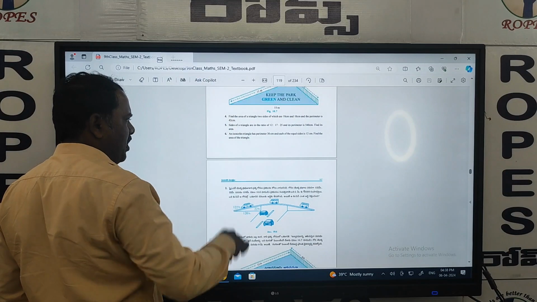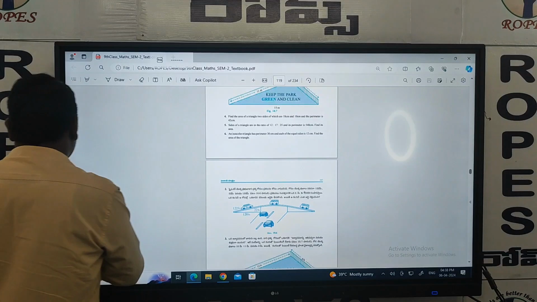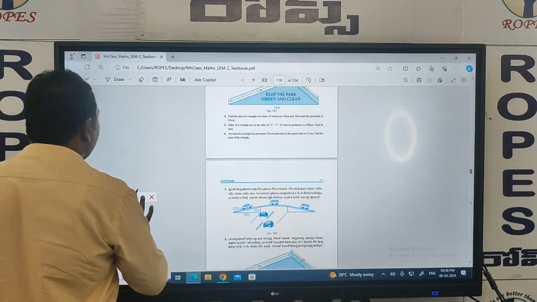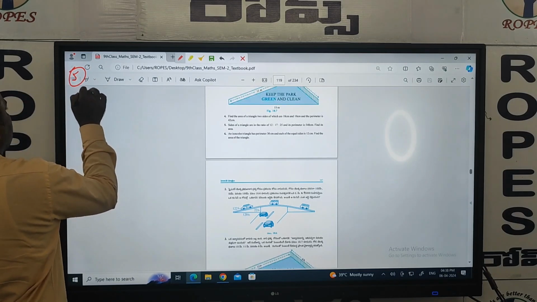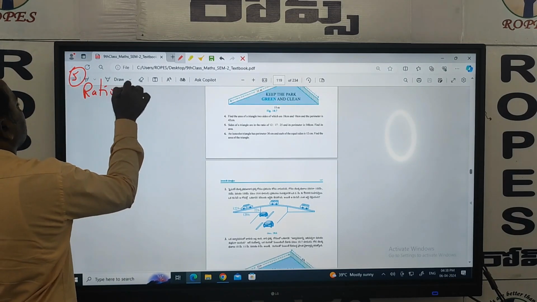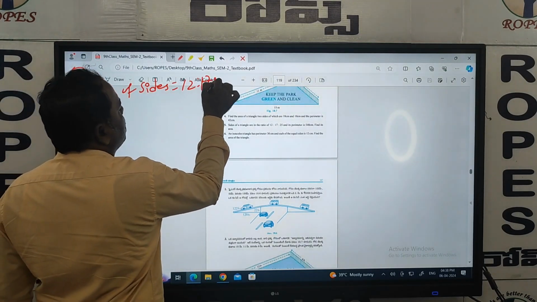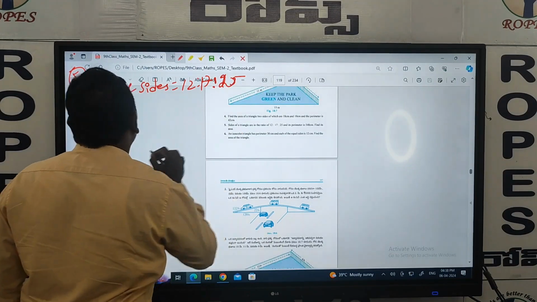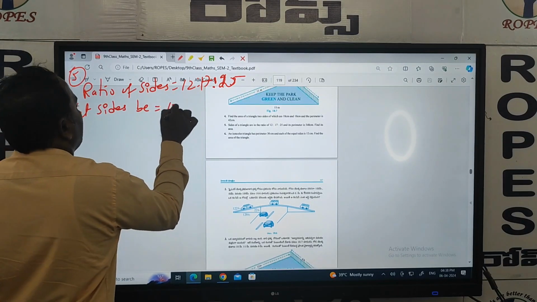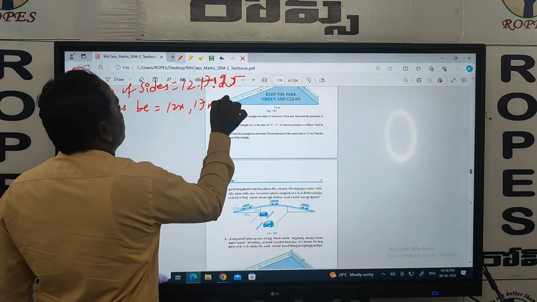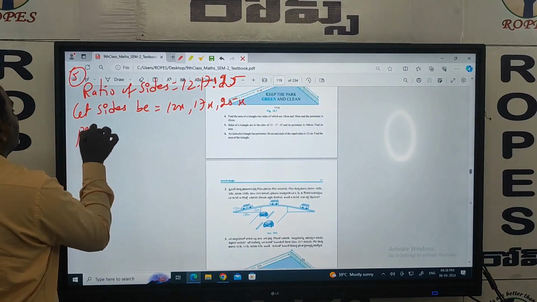This model is one we already discussed in example 5. Now we'll see how to solve this one. This is the same as example 5. Now we'll see this question number 5. See here, the given ratio of sides is 12:17:25. Now let the sides be 12x, 17x, 25x.